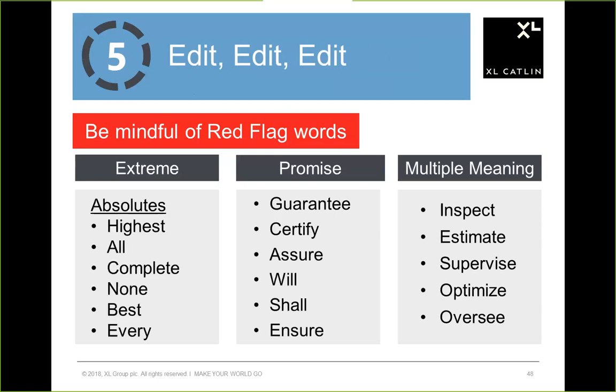And the things that we want to look out for are some of these words. Extreme words, words of promise, words of multiple meaning. These are all words that, if you have spent any time with our other educational offerings around contracts and agreements with clients, we've identified as red flag words. These words can be problematic in contracts, and they can be equally problematic in your emails. So if you inadvertently include them in an email, certainly take the time to remove them and look for a more appropriate substitute.